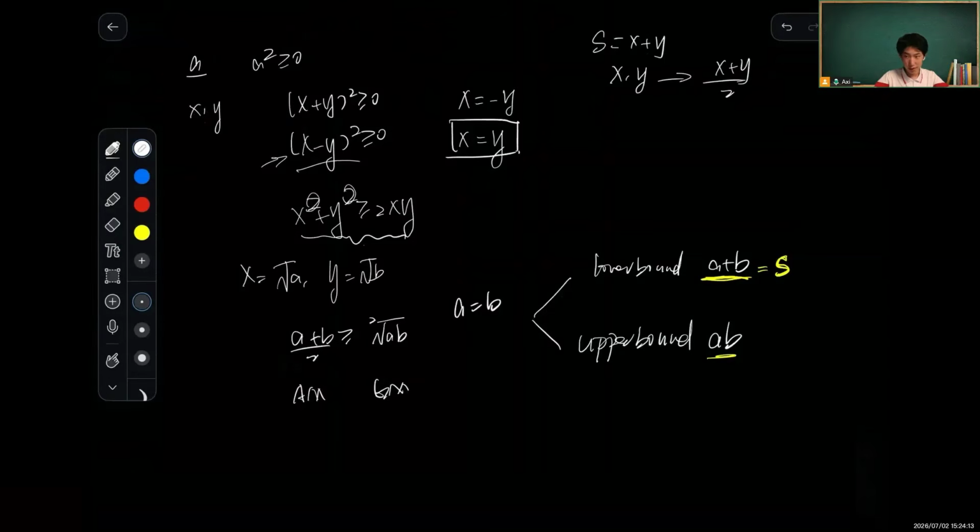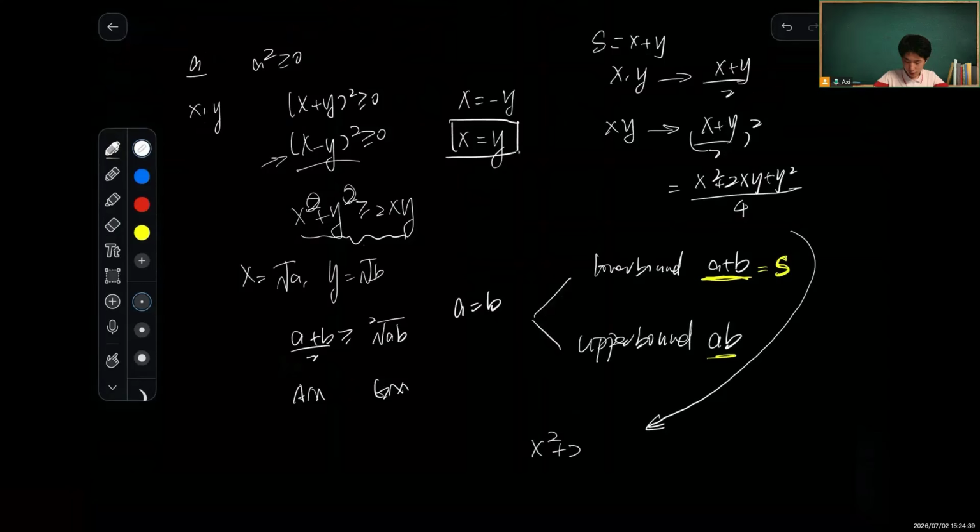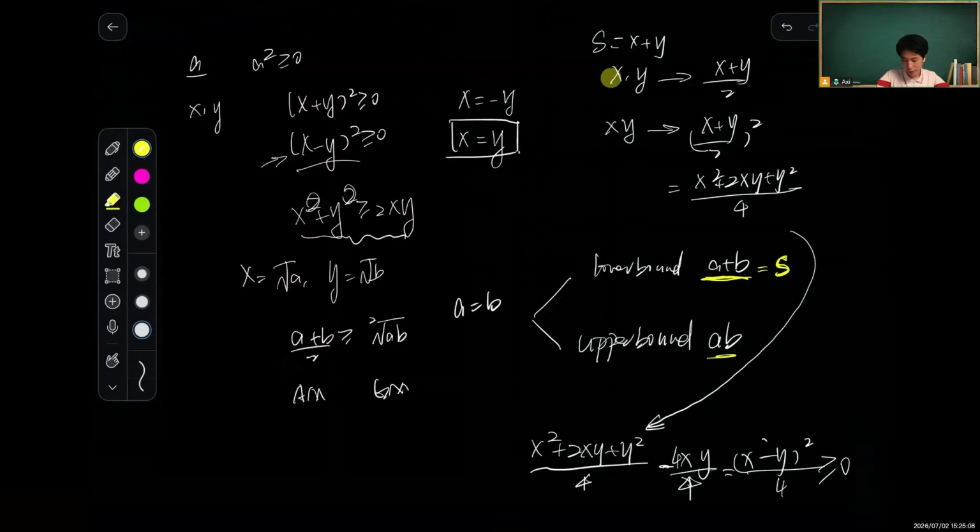What happens to their product then? Remember, their product originally was x times y, and now it is x plus y over 2 squared. And this is x squared plus 2xy plus y squared over 4. Let's check out the difference of before and after. The difference is x squared plus 2xy plus y squared over 4 minus x times y, or it can also be written minus 4xy over 4, so the entire expression is equal to one fourth times x minus y squared. And again, we know this thing is greater than or equal to 0. So no matter what, when we apply this operation, x times y is going to increase.